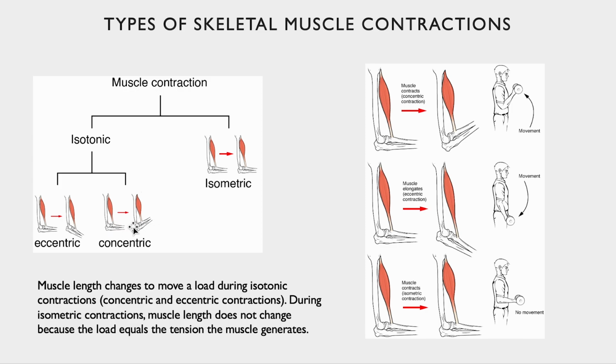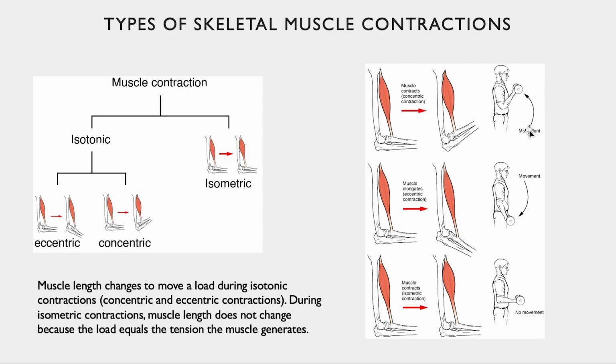Okay, so during the isotonic, the muscle length changes. During the isometric, the muscle length doesn't change. For example, when we are holding any object in the hand, the muscle is contracted, but the length doesn't change. During isometric exercises, okay, we have exactly the same thing here.